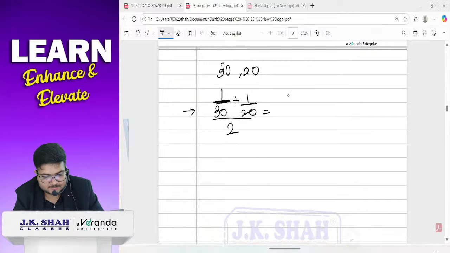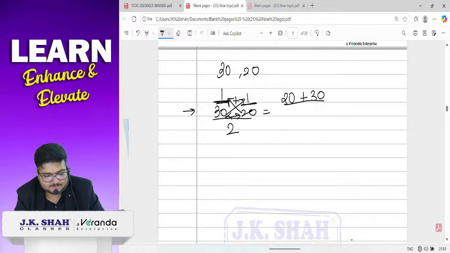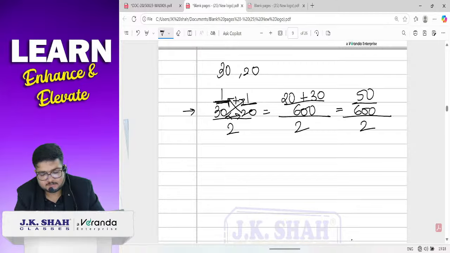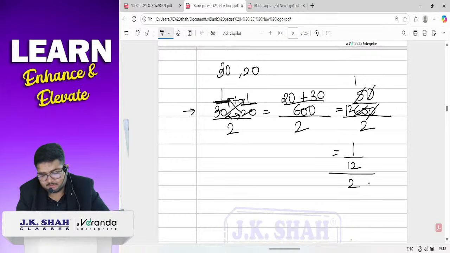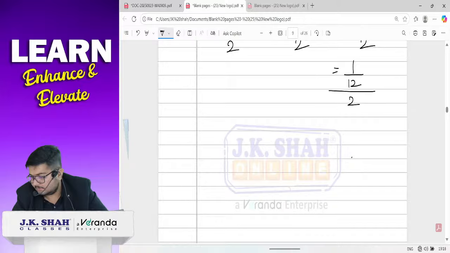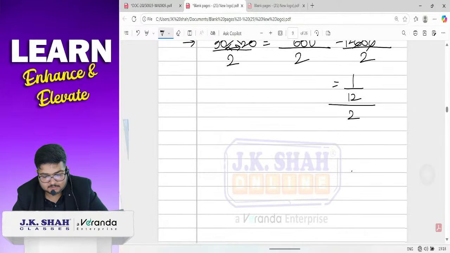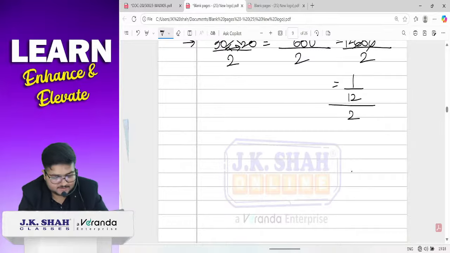Now, cross multiply will be 20 ones are 20, plus 30 ones are 30, upon 30 and 20 multiplied with each other, that is 600, upon 2. Now, I will add 20 and 30 is 50, 50 upon 600, upon 2, right? Now 0, 0 cancel, 5 ones are 5, 5 12s are 60. So value is 1 upon 12, the whole upon 2, right? Now second step is completed. We have reached till here, 1 upon 12, the whole upon 2.